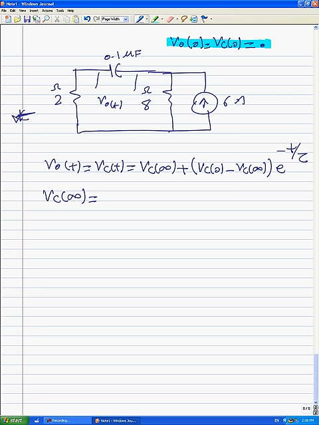Again, to find out this voltage, we should put open circuits instead of capacitor. That's why the circuit is like this. 6 amps here, 8 ohms here, and open circuit here.